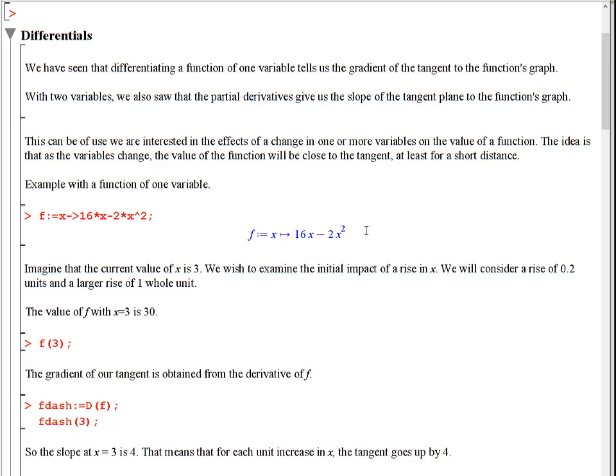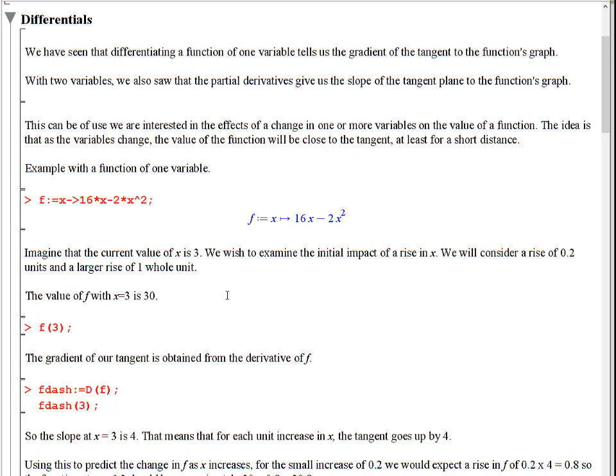So we define a quadratic function, and we have to pick a starting point, so let's say x is 3. And you want to know what's the impact of increasing x. What we'll do is consider two possible changes in x, a small one, 0.2, and a larger one of a whole unit, and see what the impact is on f of x in each case.